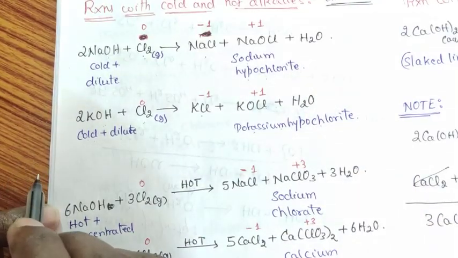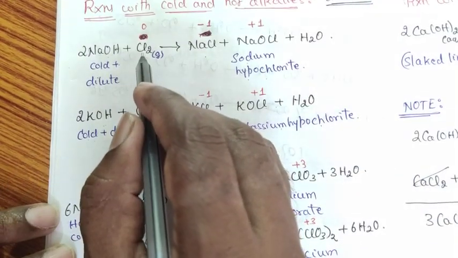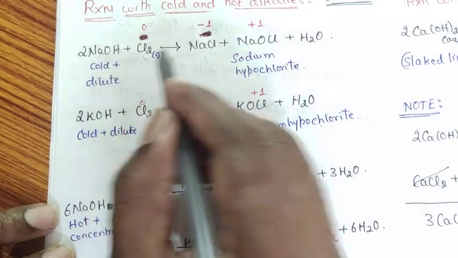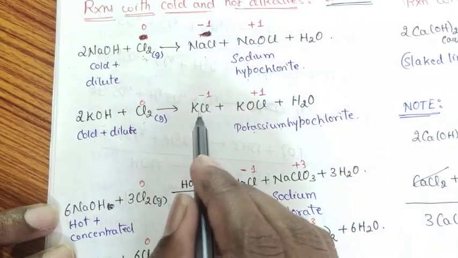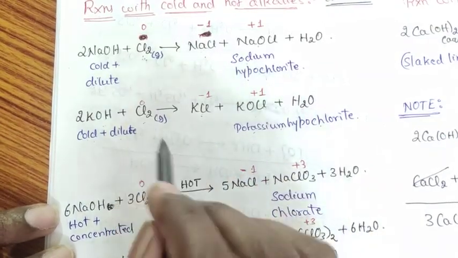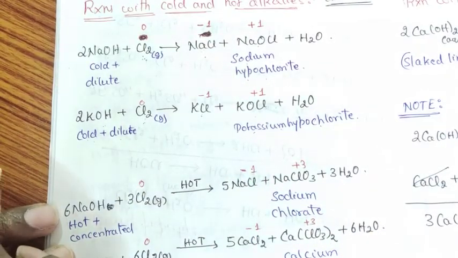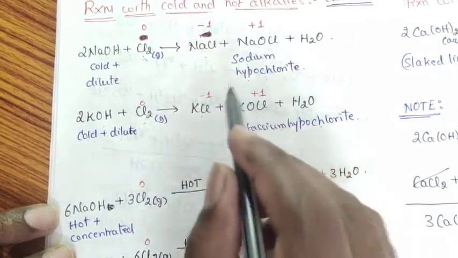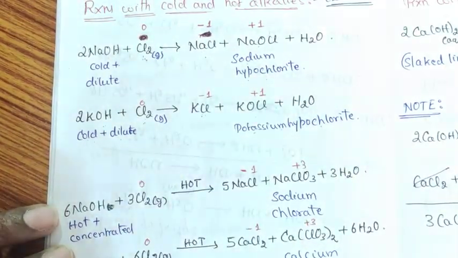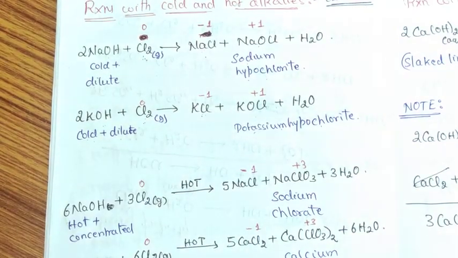In both the cases, you can observe the oxidation state of chlorine changes from 0 to -1, and 0 to +1. One is reduction, another one is oxidation. Here simultaneous oxidation and reduction reactions take place, with the same element having different oxidation numbers. Therefore, such reactions are called disproportionation reactions.